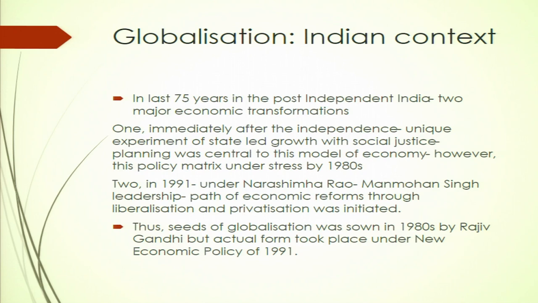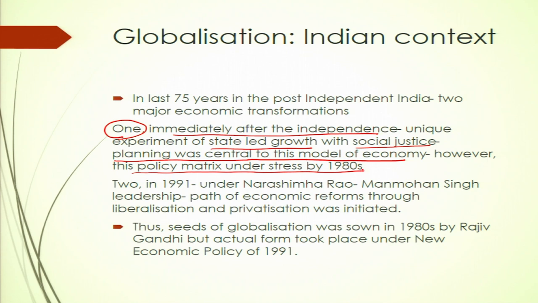Bringing this whole idea of integration or compression of time and space in the realm of economic, social, and political to the Indian context, we find that in the last 75 years, in post-independence India, we have seen two major economic transformations. The first, immediately after independence, was the unique experiment of state-led growth with social justice, in which planning was central to the model of economy. However, this policy matrix was under stress by the 1980s.